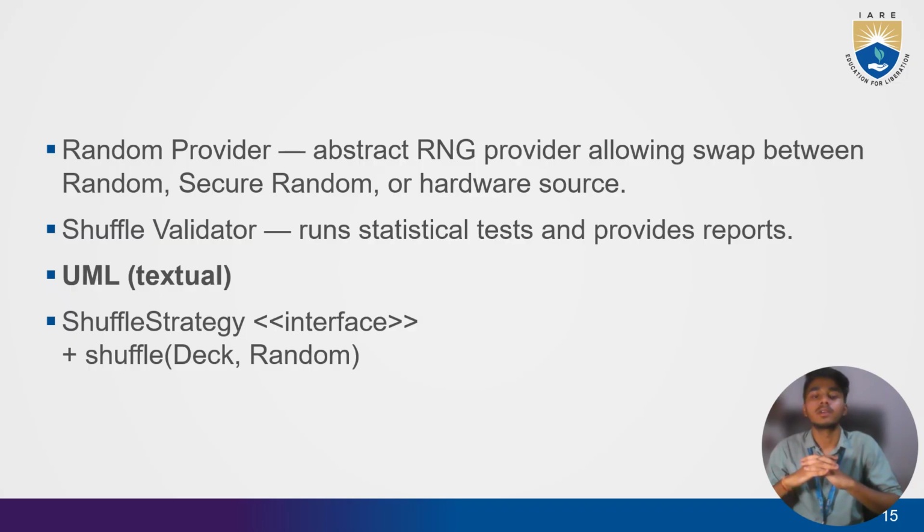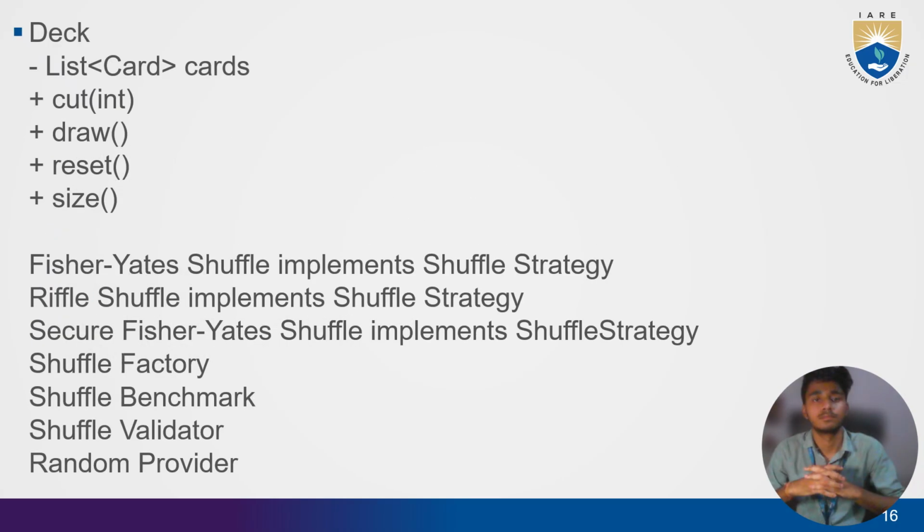UML, textual: shuffle strategy interface plus shuffle(deck, random). Deck: we have to create a list of cards plus cut, which is an int, plus draw method plus reset method plus size method. Fisher-Yates shuffle implements shuffle strategy. Riffle shuffle implements shuffle strategy. Secure Fisher-Yates shuffle implements shuffle strategy. Shuffle factory, shuffle benchmark, shuffle validator, random provider.